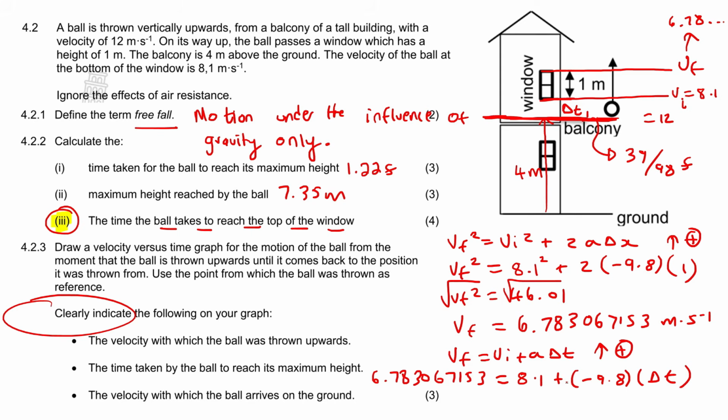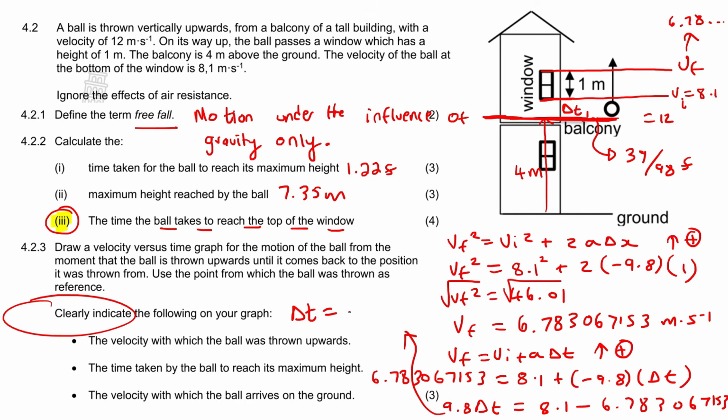And so, okay, now this is going to become negative 9.8 delta t. So I'm going to take all of this to the left, and then I'm going to bring all of this to the right. So we're going to end up with 9.8 delta t equals 8.1, take away 6.783067153. And so you'll minus these two together on your calculator, and then you'll divide by 9.8. And what we should end up with is a delta t.